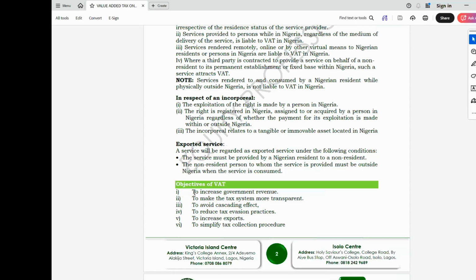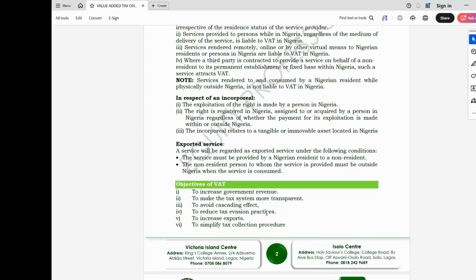Then what are the objectives of VAT? The reason why government introduced VAT is to increase government revenue. They need that revenue to be able to provide the various amenities that they are providing. As a result, they decided to introduce VAT, to make the tax system more transparent, because it is usually self-accounting in nature.